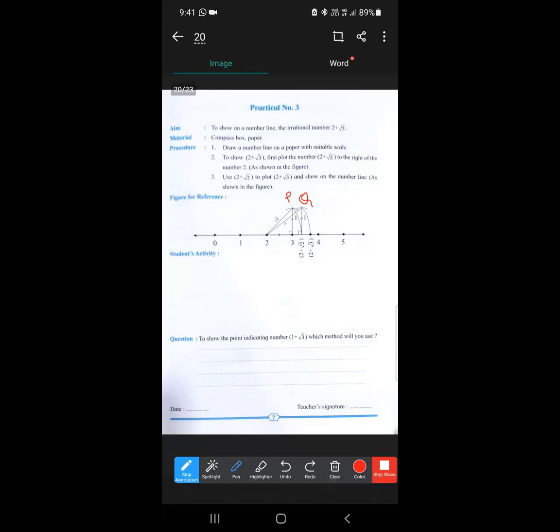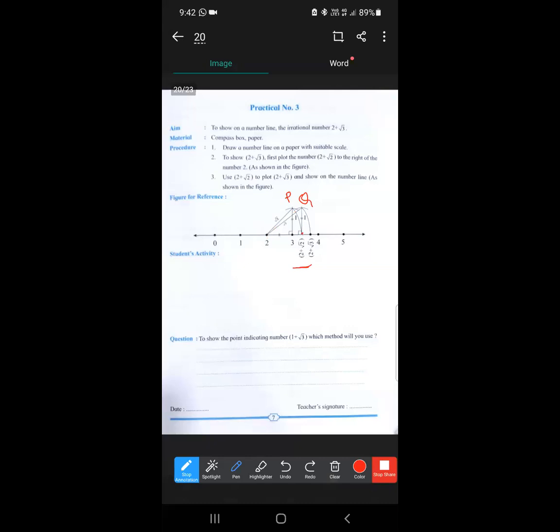Now, for the measure of the hypotenuse, keep the pointer on the 2 and cut the arc on the number line with the radius. Wherever it cuts on the number line, this point you can see, that is 2 plus root 2. Now, why 2 plus root 2? Because this distance is your root 2. So this point, wherever it cuts, will be 2 plus root 2.